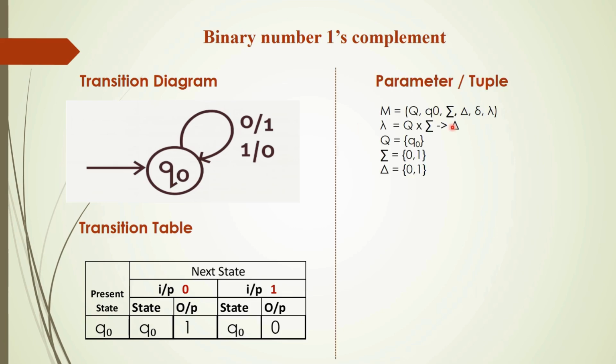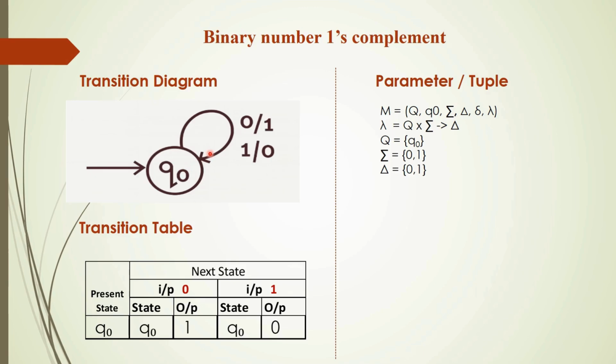Now, the tuple is a 6-tuple, where Q is nothing but your set of states. Then Q0 is your initial state, sigma is nothing but your input symbol. This big delta is nothing but your output symbol. Then this is the transition function and this one is nothing but your output function. For a Mealy machine, your output is associated with your present state and your input symbol. Here your Q, or your set of states, is nothing but Q0, because you designed this machine with only a single state, which is Q0.